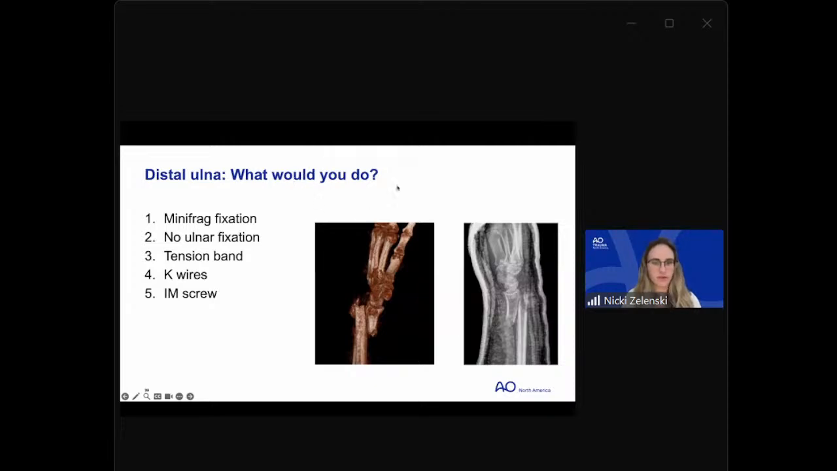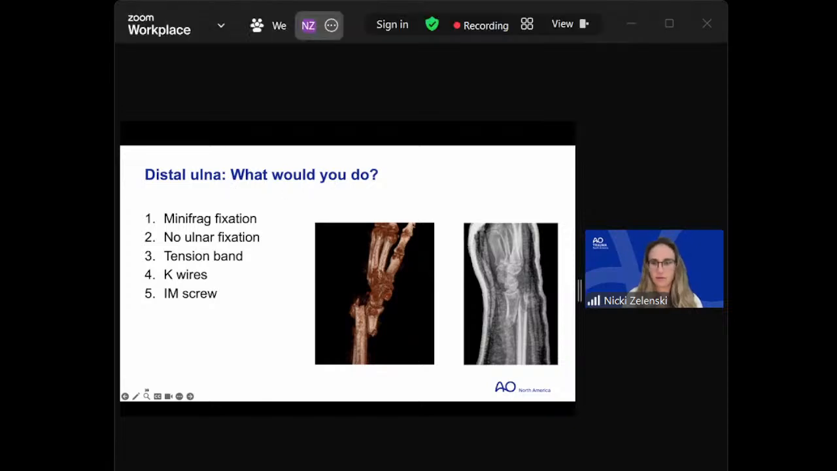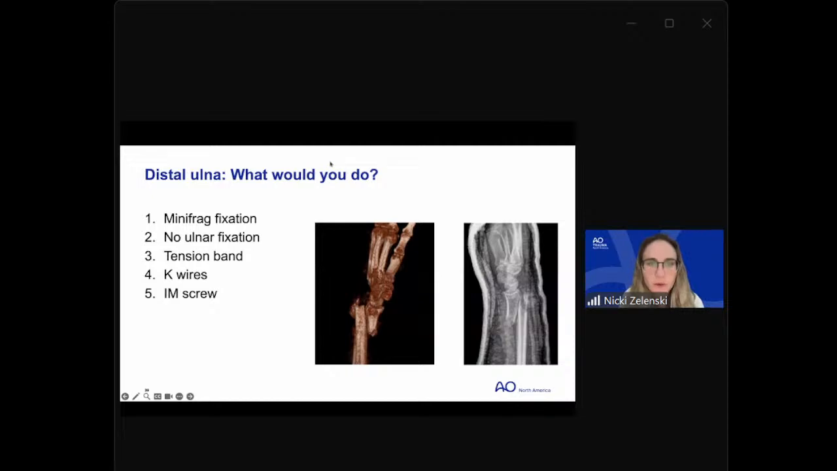We'll leave that up there for maybe 10 more seconds. And can we put up what the audience said? There we go. All right, most people would do mini frag fixation or K-wires. I love that. Nobody wants to do an IM screw.